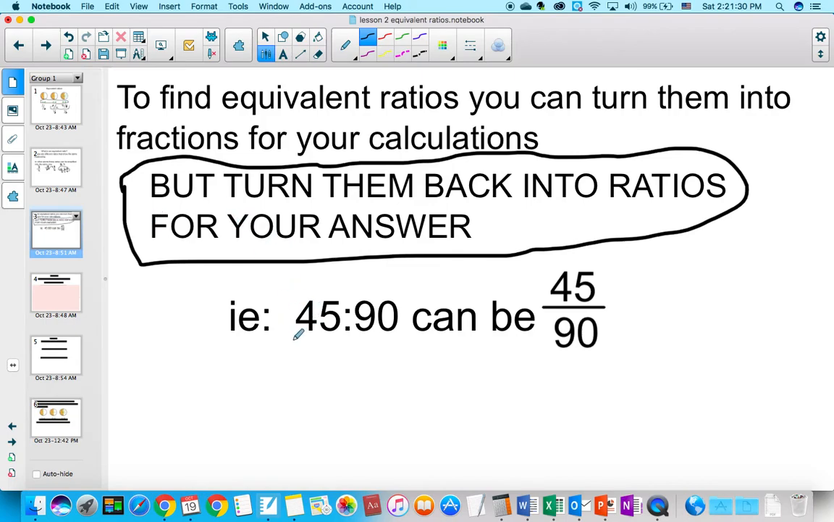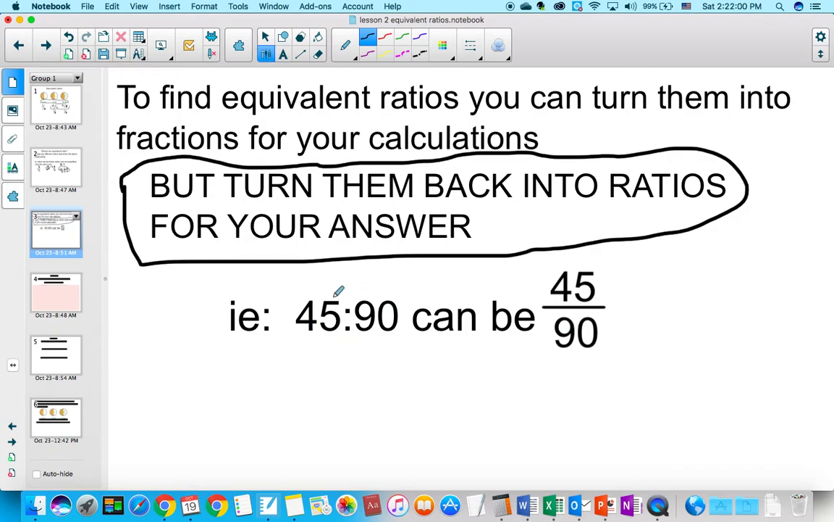So here we have 45 to 90. If we had, let's say, a total of 90 marbles, and 45 of them were red, then you have a part to whole ratio. 45 red marbles to a 90 total. And again, only part to whole ratios can be shown as a fraction at the end, but part to part ratios need to be turned back into ratios.